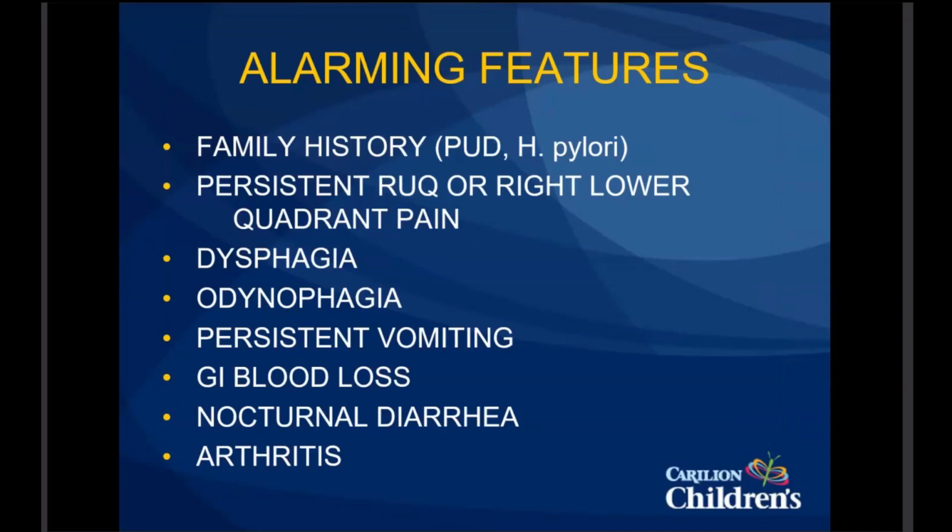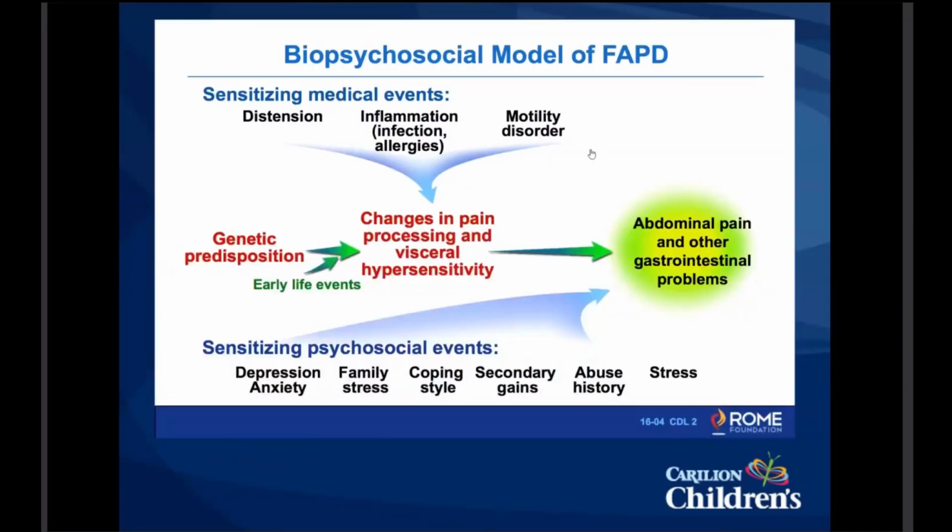Talking about the biopsychosocial model, very similar to what I already explained: our genetic predisposition and early life events cause changes in our pain processing and visceral hypersensitivity, not to say sensitizing psychosocial factors like depression, family stressors, coping, and secondary gains, which is very important in any pediatric patient: how the family recognizes these events and how the patient may have a lot of emotional gain out of this. There may also be a history of abuse or stressors, plus other sensitizing medical events that cause abdominal pain and GI problems.